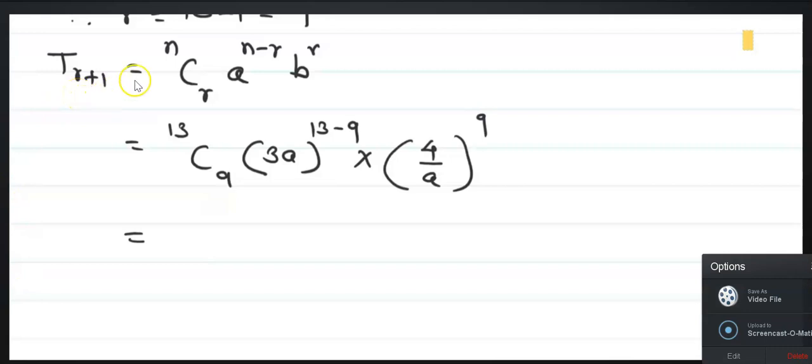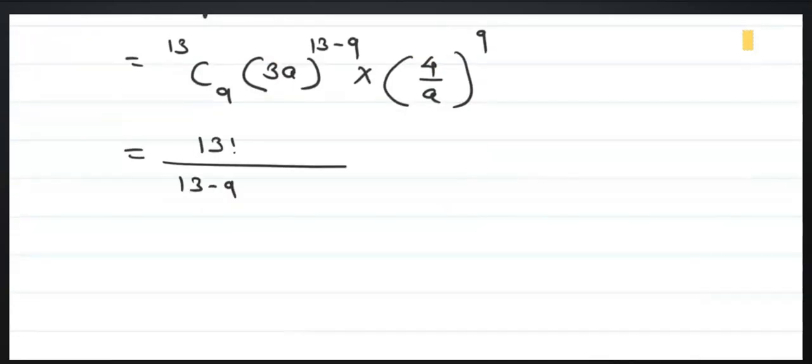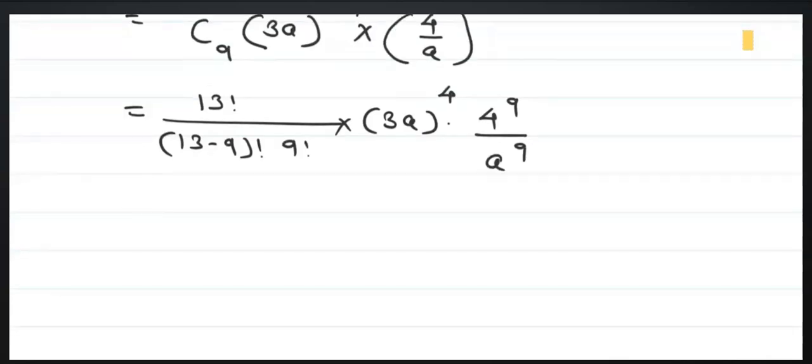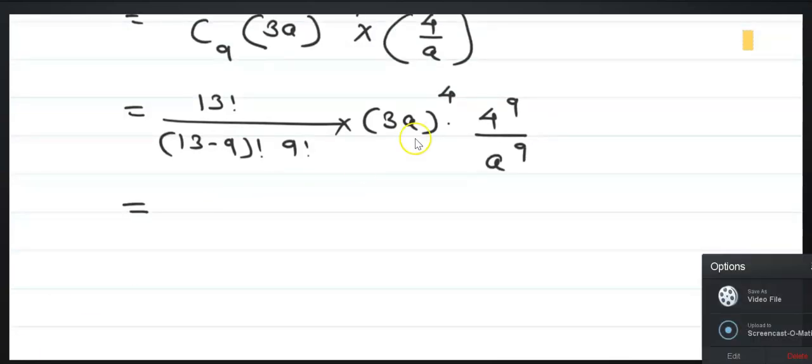That is, T(r+1) is equal to nCr a raised to n minus r b raised to r. n is equal to 13 and we calculate the 10th term, which means r is equal to 9, 13C9 (3a) raised to 13 minus 9 into (4 upon a) raised to 9. Now the next is that (3a) raised to 4. This is the calculation. It's very simple. (4 upon a) is 4 raised to 9 upon a raised to 9.